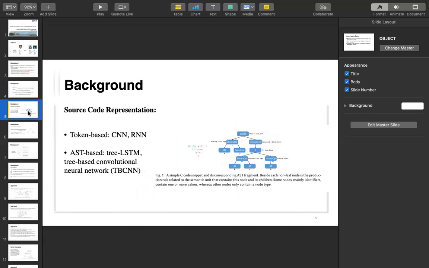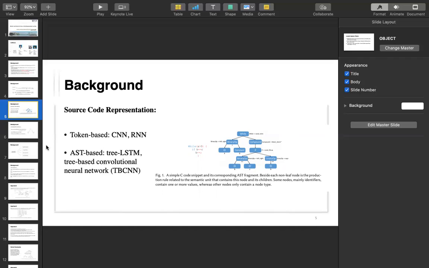And we have different ways to represent the source code information. One way is token based, that is to regard the source code as pure natural language and just tokenize it like we do with natural language. The typical models we use are CNN and RNN.